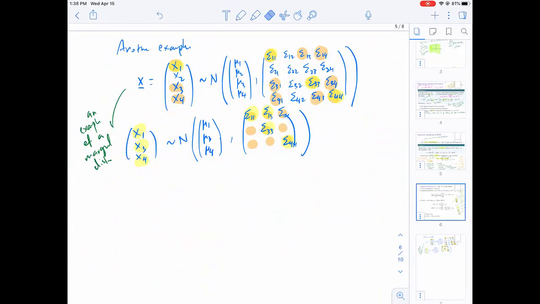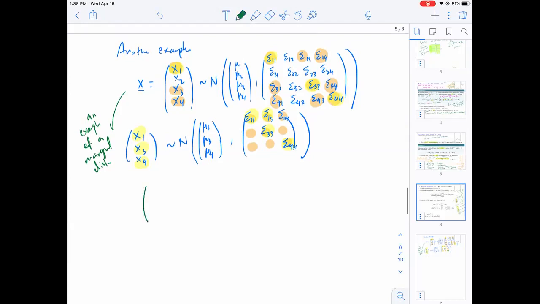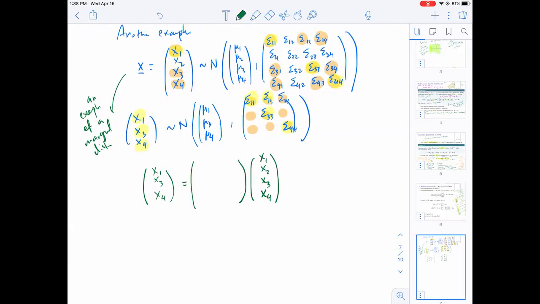You can find a matrix A such that A times X equals X1, X3, X4, and then apply the lemma and get the result. Great, yes. If I can write this as an affine transformation of this other vector that I know, then I'm in business. In fact, we just need a linear transformation. So is there a matrix that gives me this?